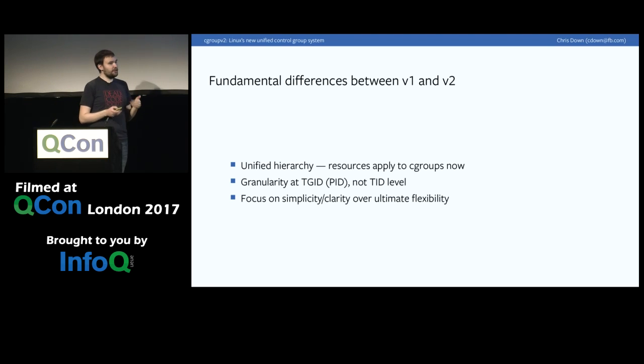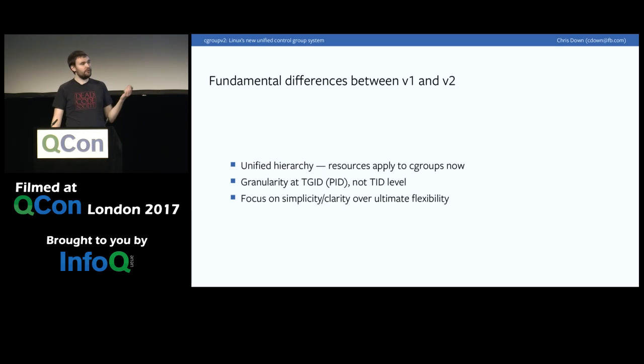So kind of the fundamental differences here are that resources apply to cgroups now. This is really important for really common operations in Linux, like page cache writebacks, which are probably the most common operation that requires this. It was previously really difficult to decide what we should do when performing a multi-domain action, i.e. one which spans multiple kinds of resources, page cache writebacks being a really common one.